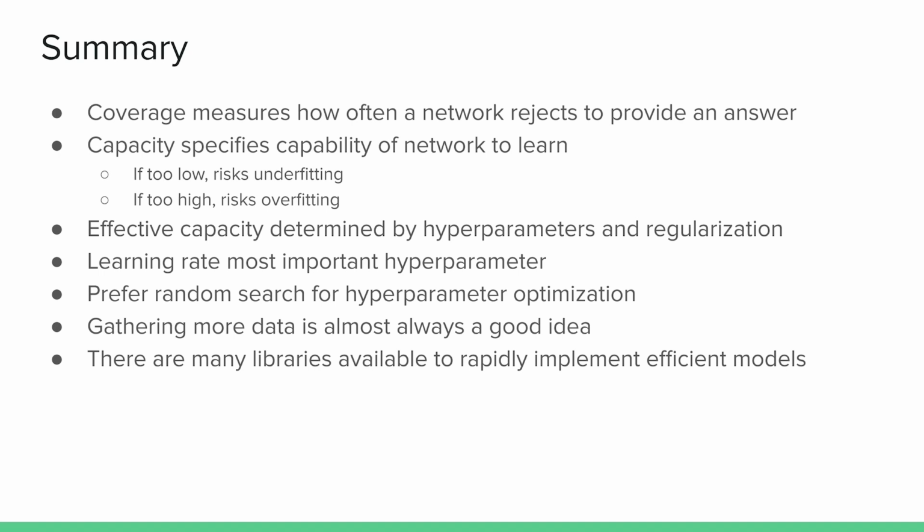When you're doing hyperparameter optimization, you're searching for good ones. Perform a random search instead of a grid search, because that's more efficient and you will more likely get a good set of hyperparameters. If you only have time to tune one hyperparameter, go for the learning rate. And gathering more data is almost always beneficial and always a good idea if you're working in an environment where you can gather more data.